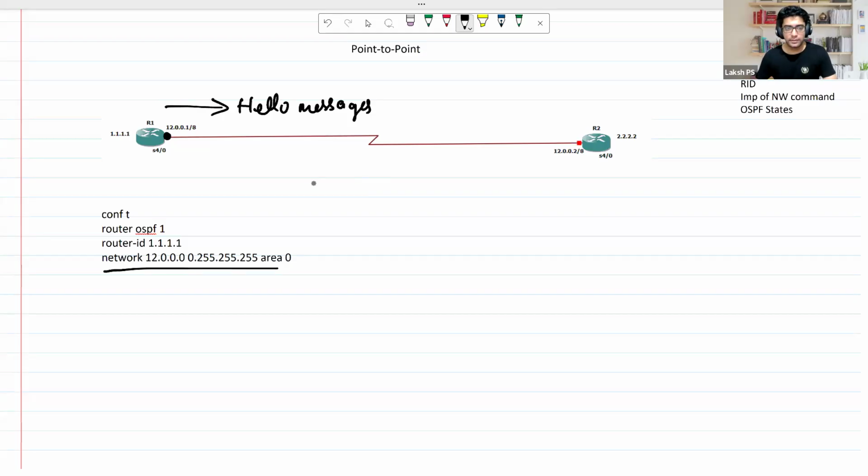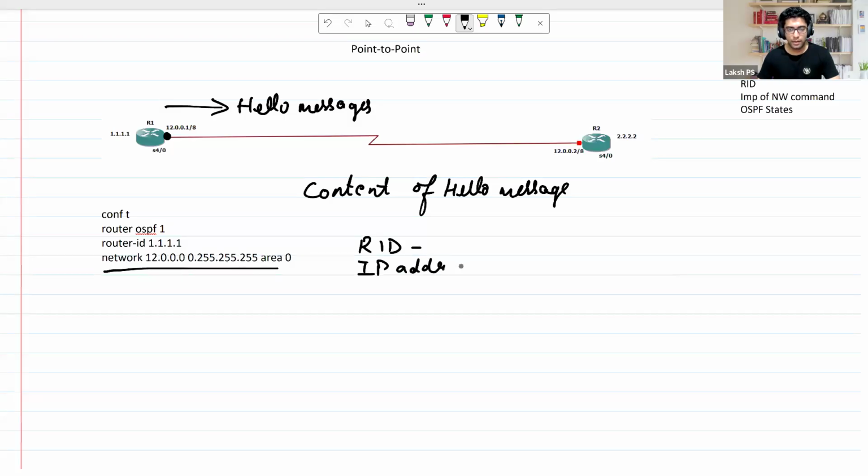Now, what are the contents? This may be an interview question, so just pay attention. Contents of a hello message. First, router ID. We know how router ID is elected. So router ID is chosen. Then the IP address, then the subnet mask, the hello timers.